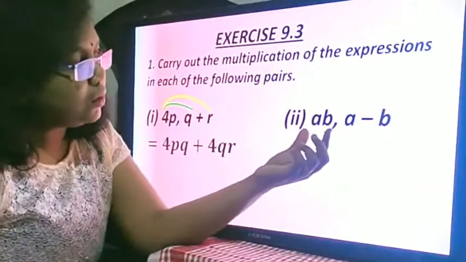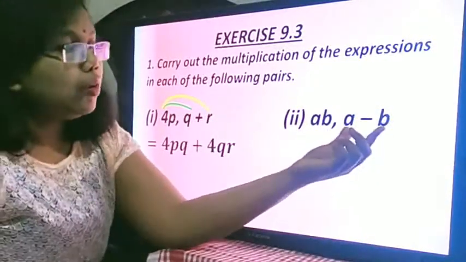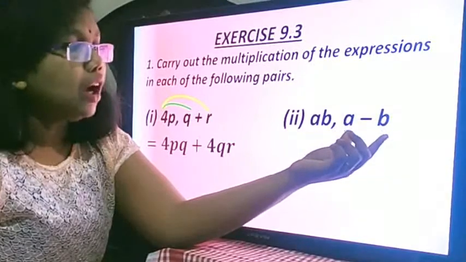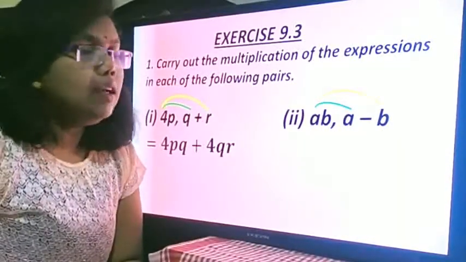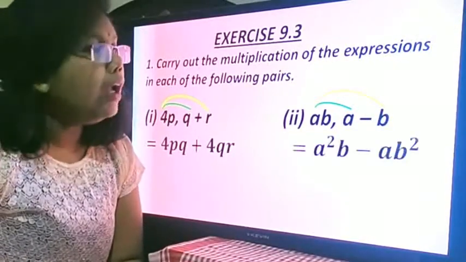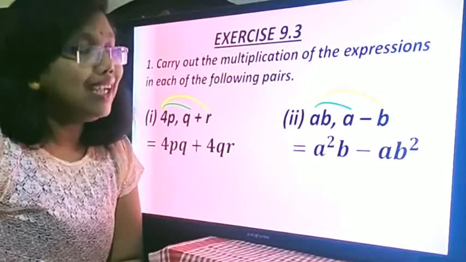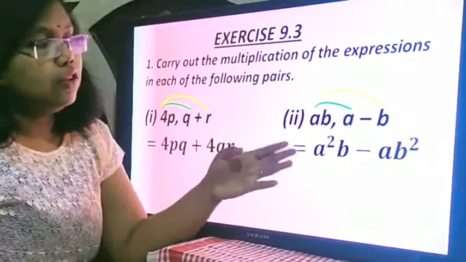Likewise, here our first term, that is the monomial that is going to multiply, is ab, and the binomial that has to be multiplied with it is a minus b. So ab multiplies a and ab multiplies b. So ab when multiplied with a, you get a square b, and ab when multiplied with negative b, you get minus ab square. This is your answer for this question.